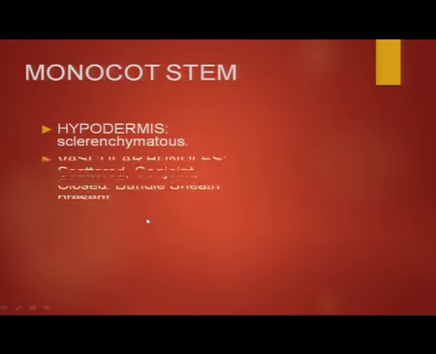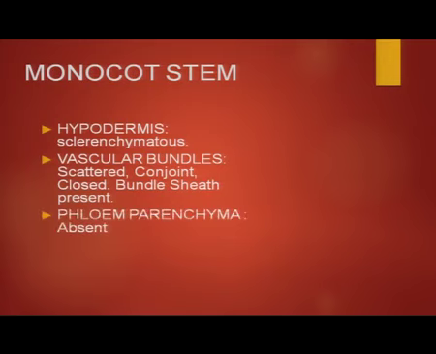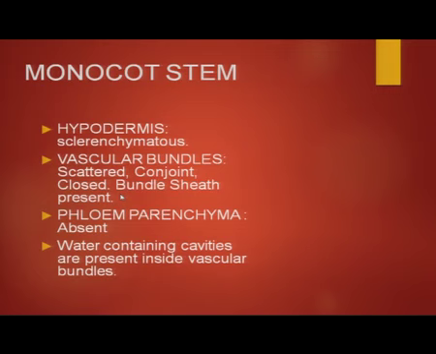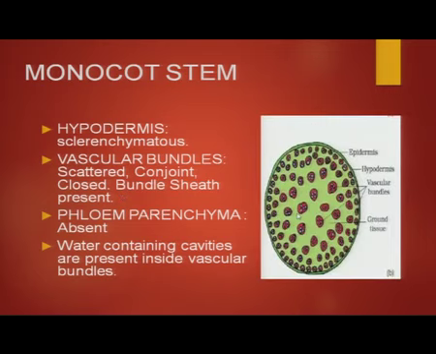The anatomy of a monocot stem is quite different from that of the dicot stem. Why? Because the hypodermis here is sclerenchymatous, while in the dicot stem it was collenchymatous. Vascular bundles are also different. They are scattered, conjoint, closed, and even the bundle sheath is present. Further, the phloem parenchyma is also absent, and the bundles may have water containing cavities in them. This is the figure from your NCERT book, and you can easily see the scattered vascular bundles and identify it as a monocot stem.